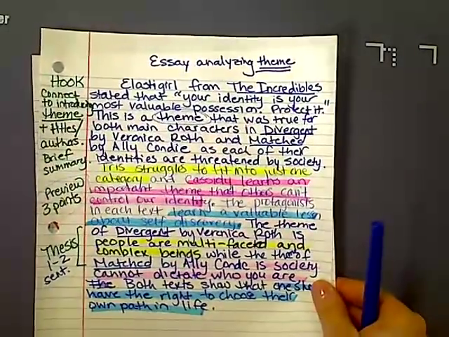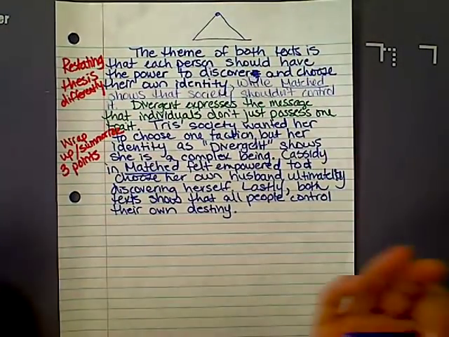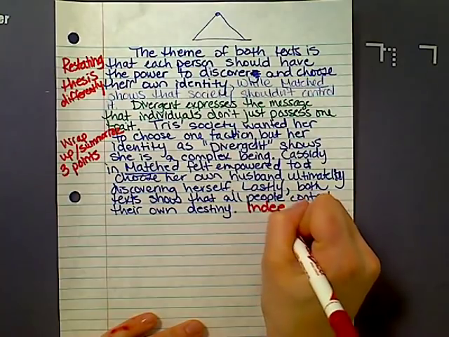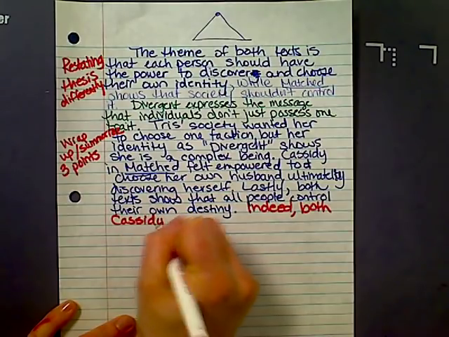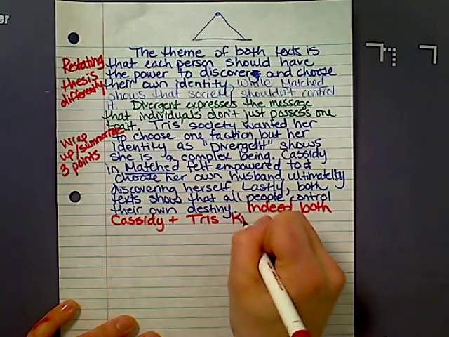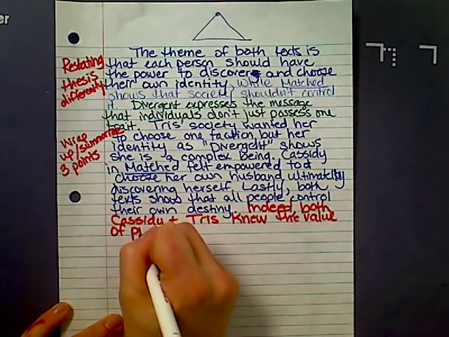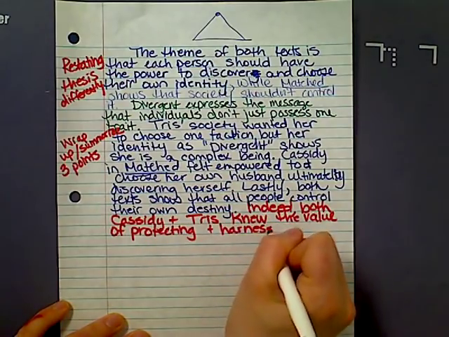And so my hook earlier was a quote about identity being your most valuable possession and you should protect it, and it was from Elastigirl. So at this point, I'm going to show the reader truly why I picked that. So I'm going to go a totally different color here. So I'll say something like, indeed, both Cassidy and Triss knew the value of protecting and harnessing their own identity.